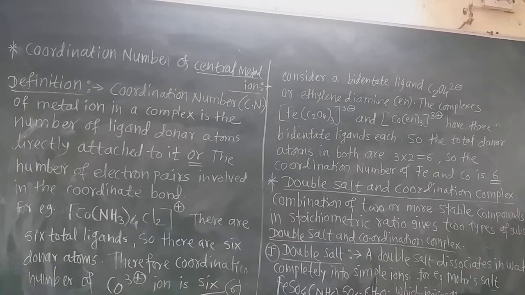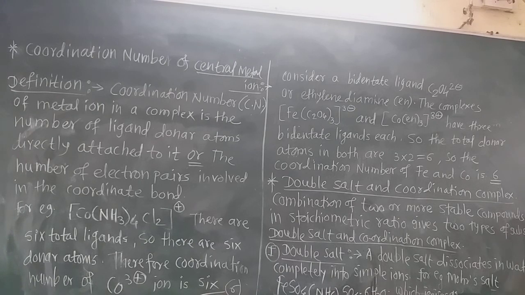of, that is, the coordination number of a metal ion in a complex is the number of ligand donor atoms. Sometimes ligands have two donor atoms, as we see in a bidentate ligand. So a bidentate ligand has two donor atoms. So the coordination number of a metal ion in a complex is not only the number of ligands, but the number of ligand donor atoms. How many donor atoms are present in those ligands? That total number is called the coordination number.